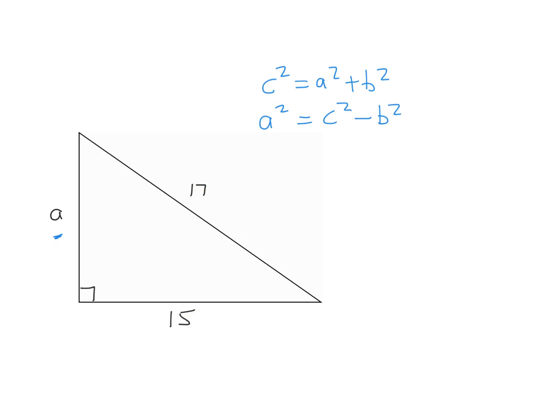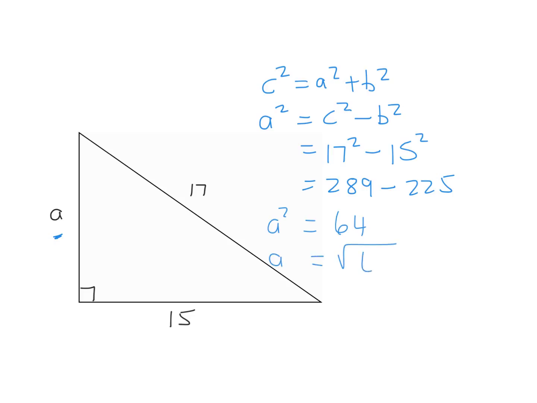Okay. So I have c squared, which is going to be 17 squared, subtract 15 squared, and I know that 17 squared is 289, and 15 squared is 225. And if I subtract 225 from 289, I end up with 64, and again that's true for a squared. So to get a by itself, I have to find the square root of 64, and the square root of 64 happens to be 8. So side a is going to be 8 units.